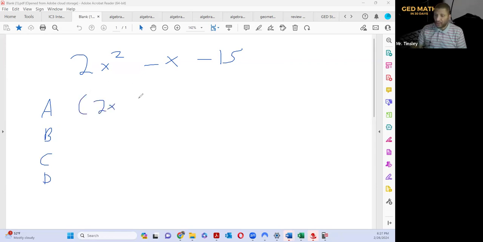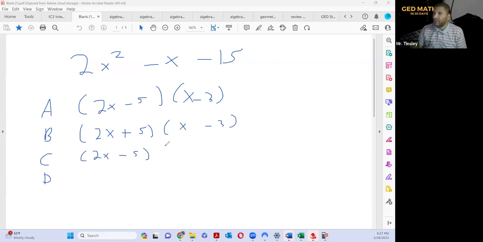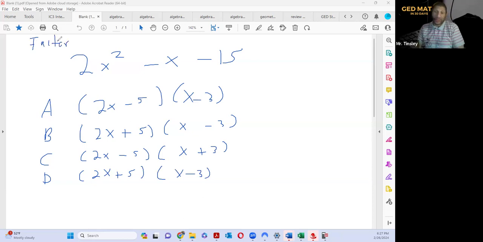So 2x minus 5 times x minus 3, 2x plus 5 times x plus 3, 2x minus 5 times x plus 3, and 2x plus 5 times x minus 3. So you will see a problem where they tell you to factor this quadratic equation, but they give you multiple choice.